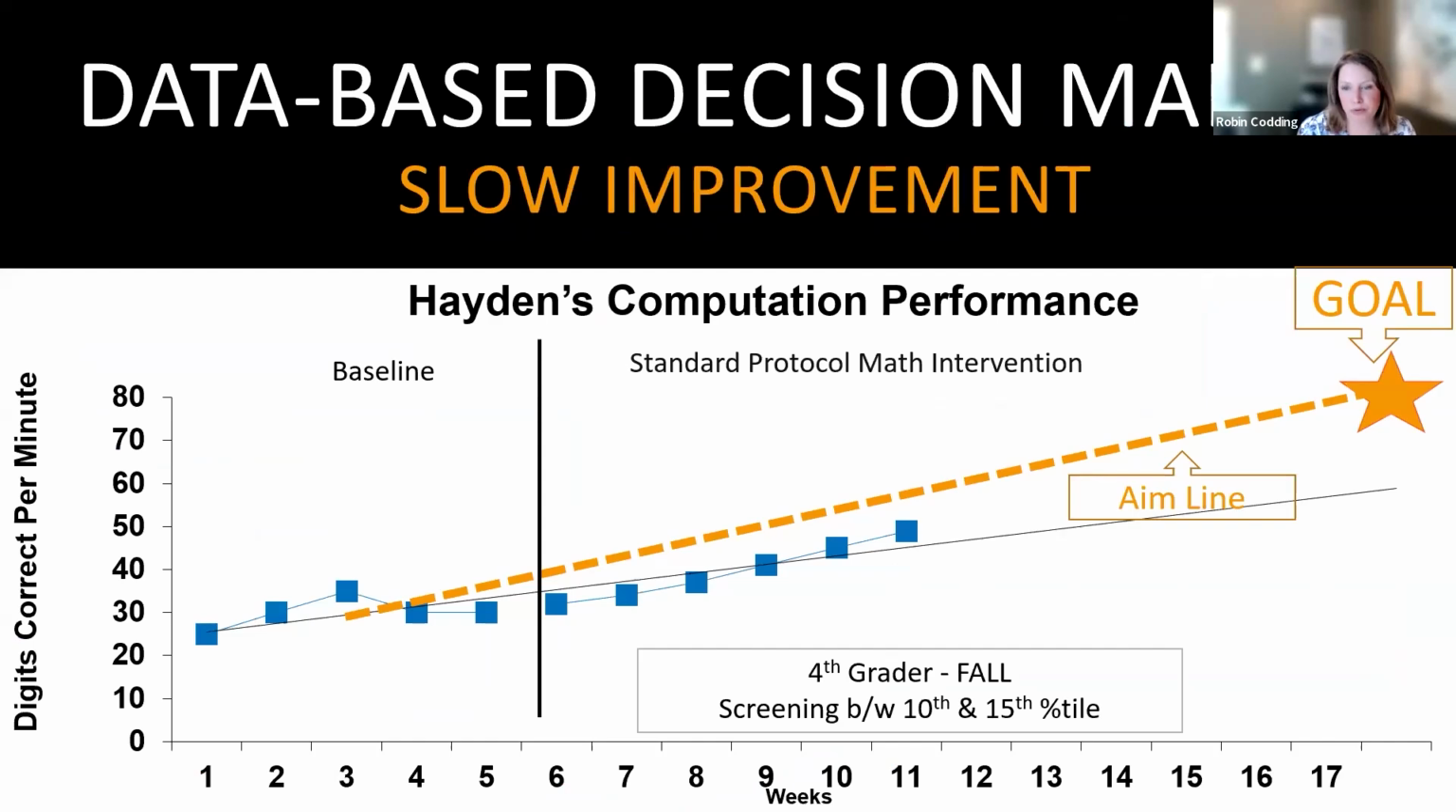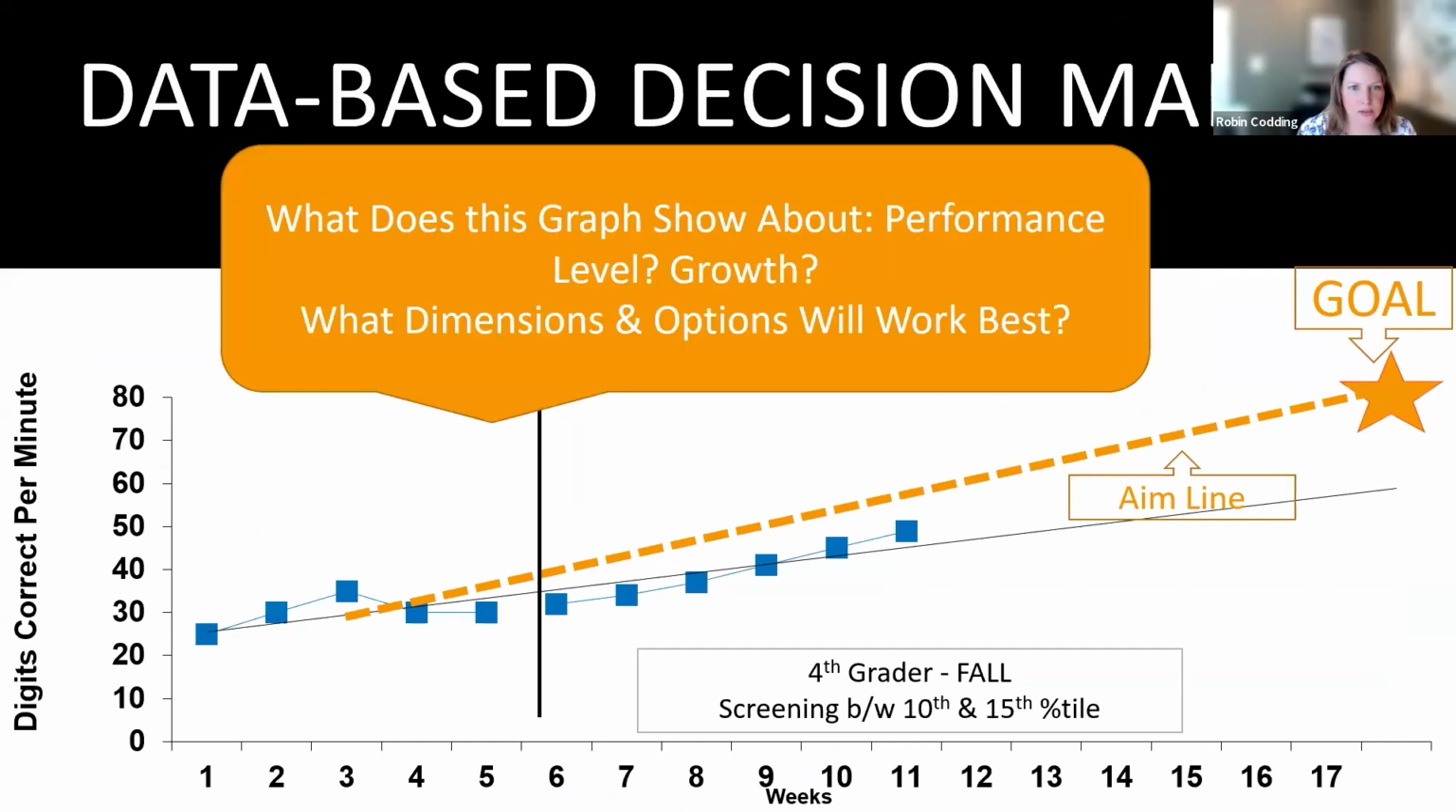The next one is slow improvement. So you can see there's a difference in this graph in terms of what it shows you about performance level and growth, and how we think about what dimensions and options will work best. So you see here that the students, the blue markers, are making progress, and they are on a similar path to that orange line, but they're not on the orange line, which is where we want the student progress to be. So we want to speed up that progress, if you will. We are going to make different considerations for this student.